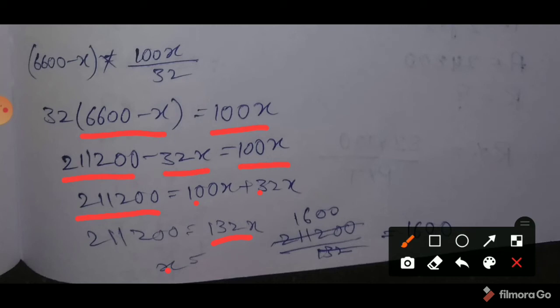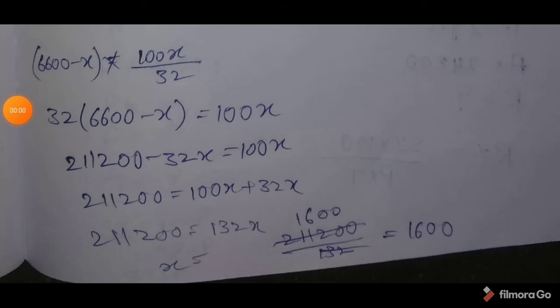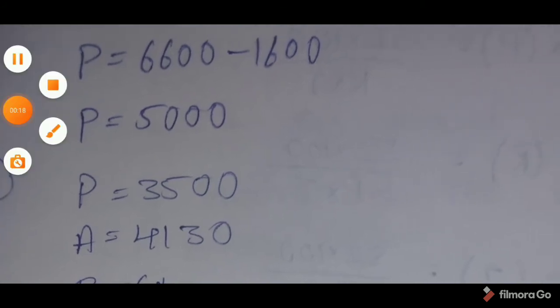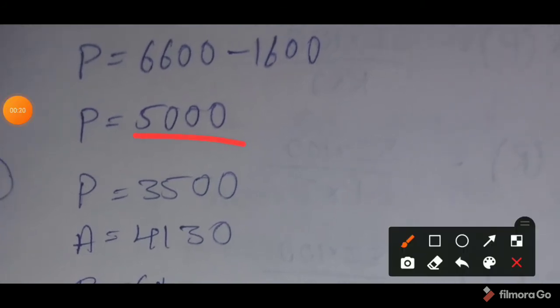2,11,200 by 132. By simplifying this, x equal to 2,11,200 by 132, we are going to get 1600. This 1600 is nothing but interest. Amount equal to 6600 minus 1600, that is 5000. Then we have this 5000 is the principal amount. It will become 6600 in 4 years with an interest rate of 8.